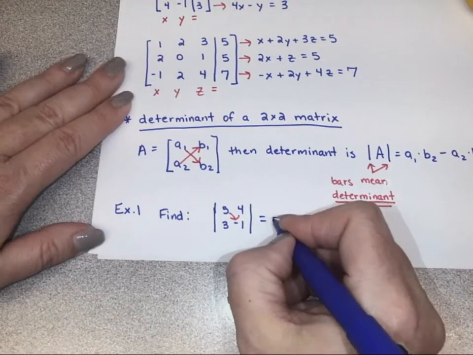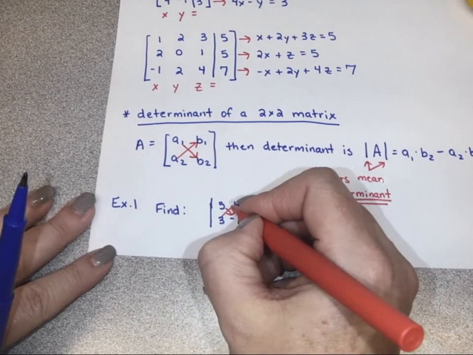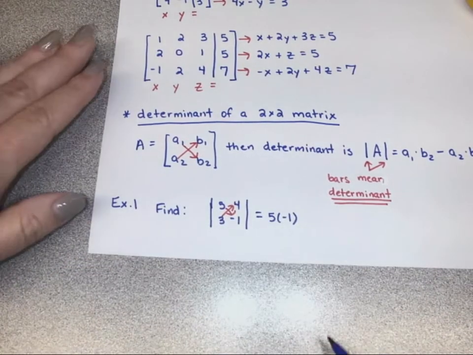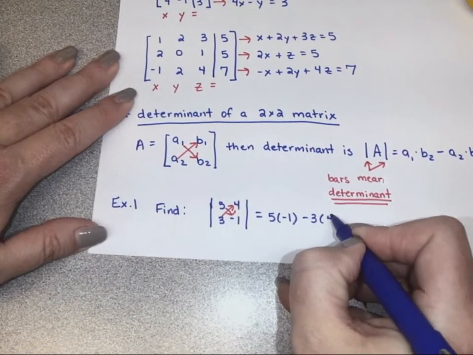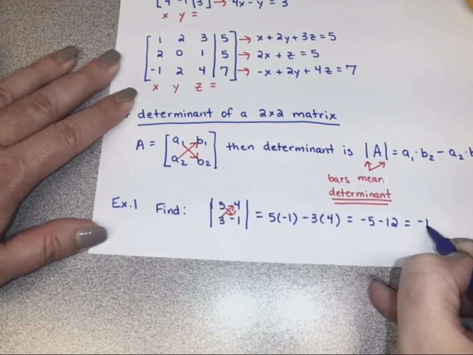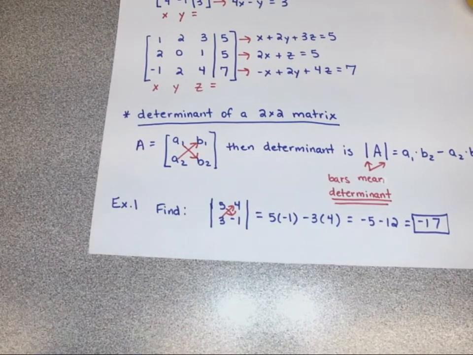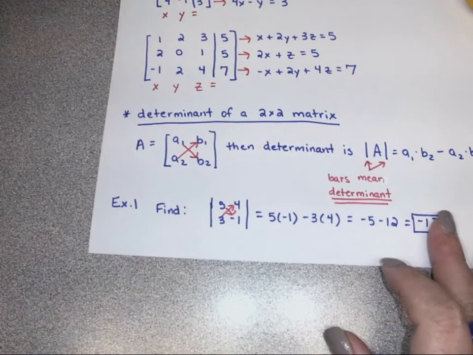So 5 times negative 1. And then you're supposed to subtract whatever you get when you cross multiply up. So minus 3 times 4. So we end up getting negative 5 minus 12 or negative 17. Okay, so for now, just know that the determinant is going to help us figure out some values later. For now, we're just practicing learning how to find it. So let's do one more.